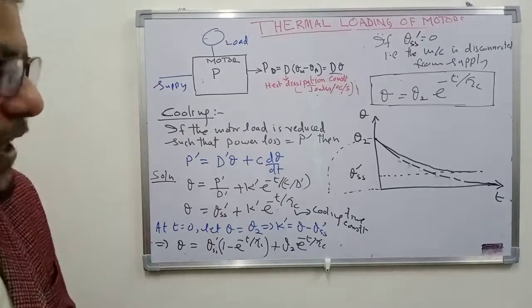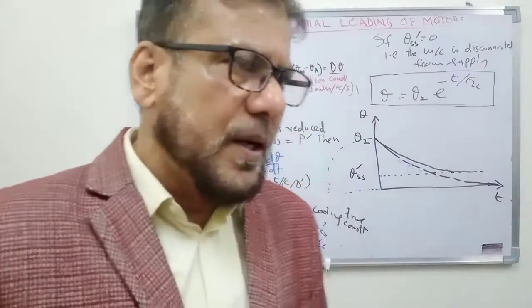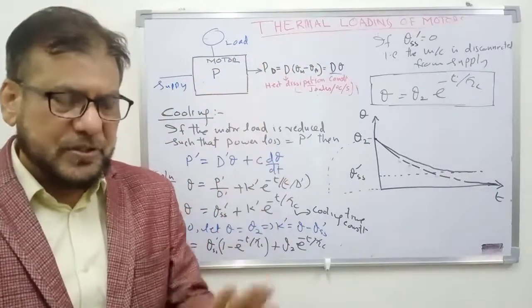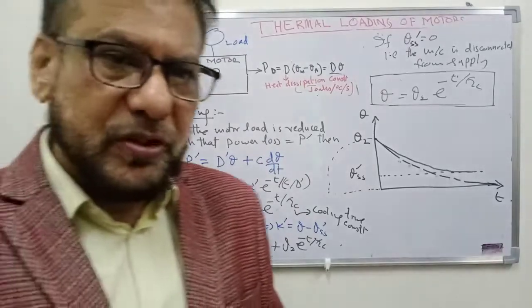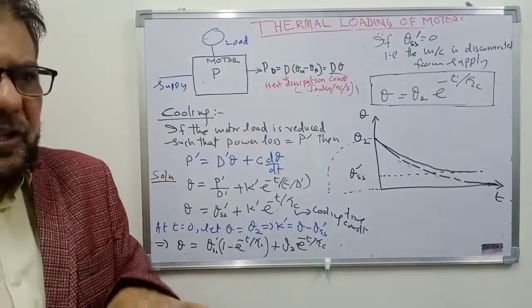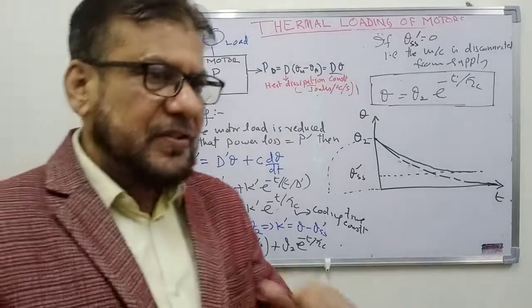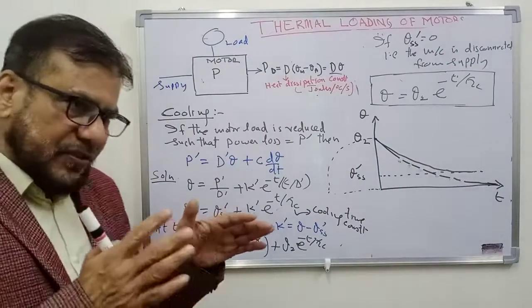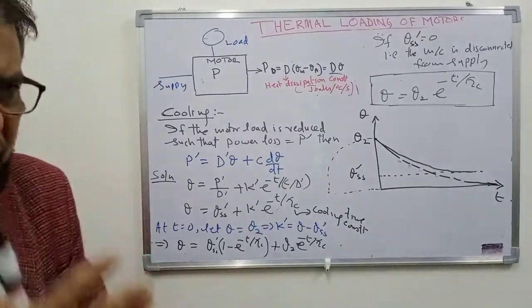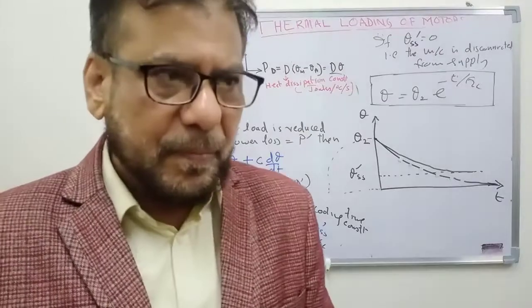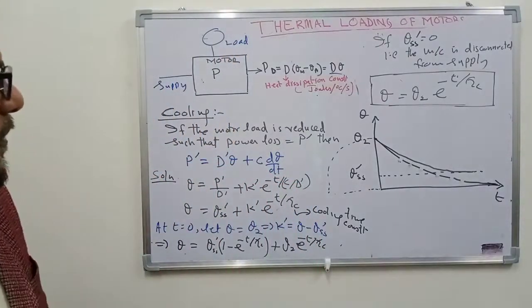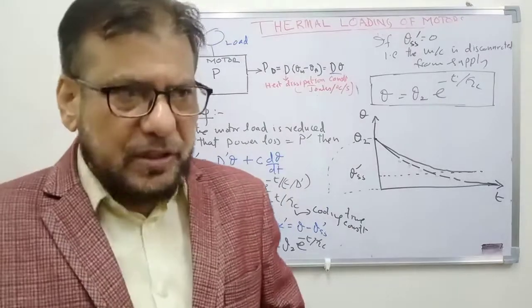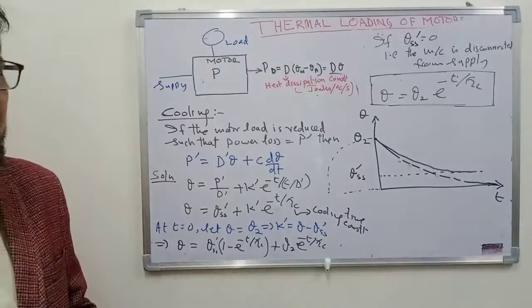So how the motor behaves thermally? Now the motor is designed for certain temperature rise or for certain temperature. The motor's winding, the motor's insulation, they are designed for certain temperature. Suppose the motor is designed for 100 degrees centigrade. So this means that motor can be safely loaded till the motor's temperature becomes equal to 100 degrees centigrade. So if the motor is overloaded and temperature becomes more than that value, the motor will get damaged.